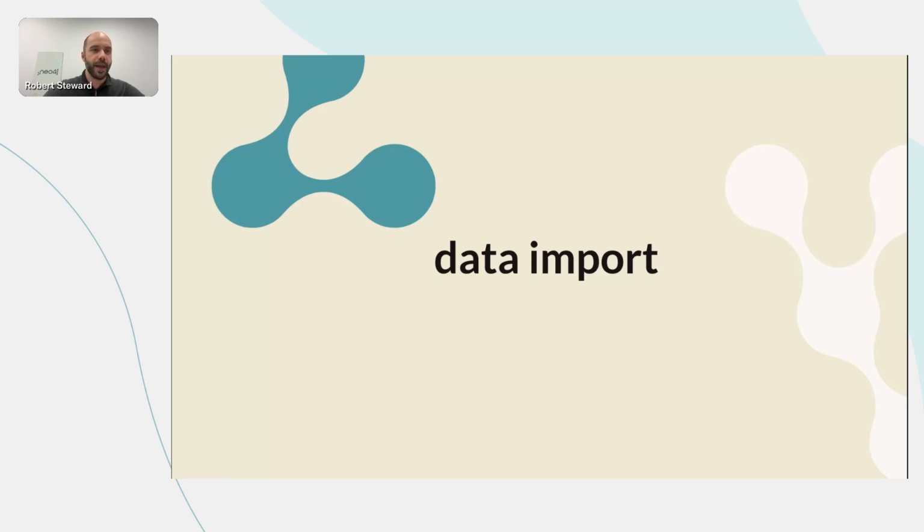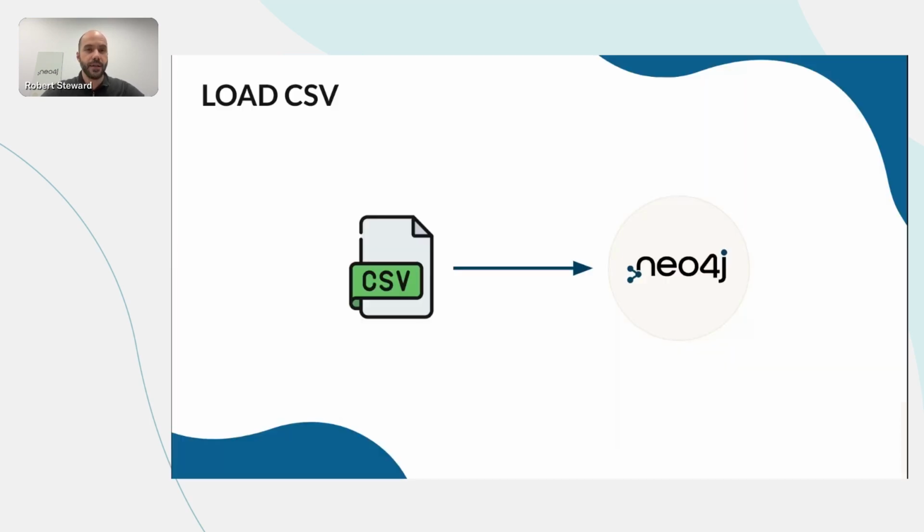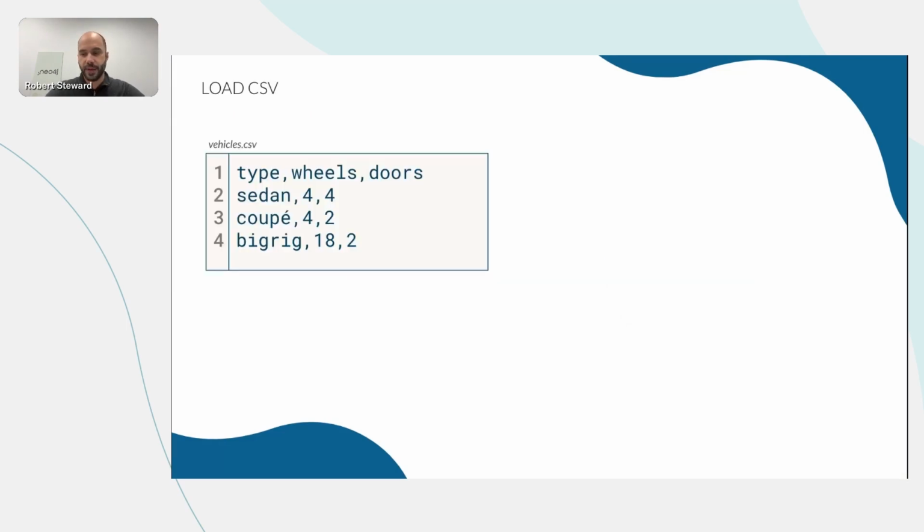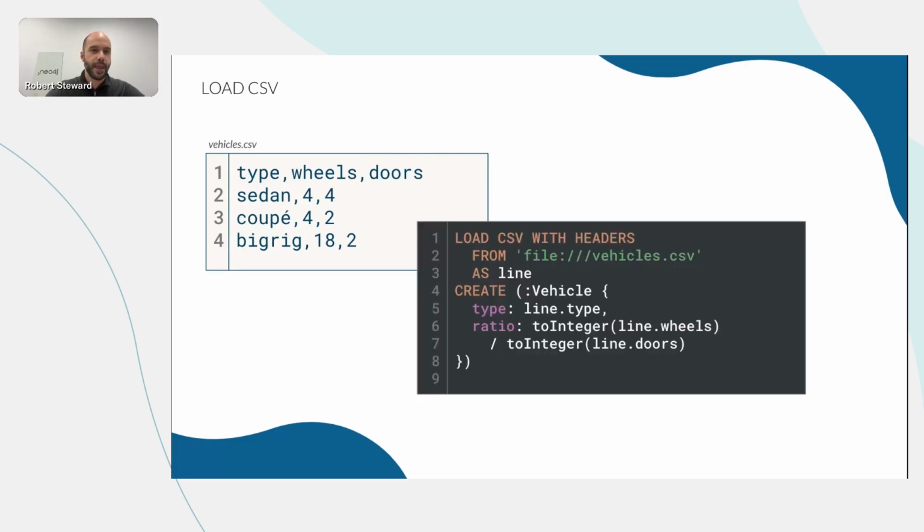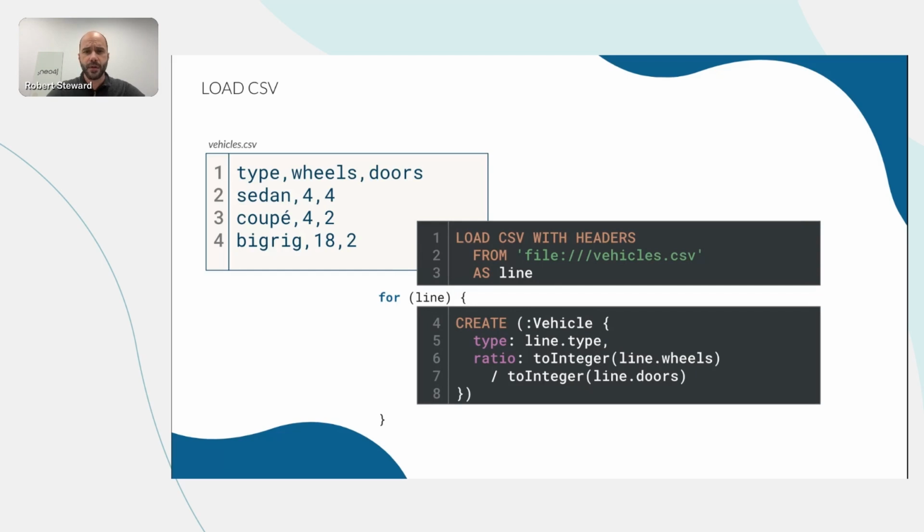So, data import. The canonical way to import data into Neo4j is using the LOAD CSV command. Let's say we have some data in a CSV file along with some headers, some toy data here. We might write a query that looks a bit like this. We import the data, we create, in this case, a vehicle, and we set a couple of properties on it, one of which is a calculation. You can think of the CREATE part of this as kind of like a for loop, if that helps. The LOAD CSV sets up a stream that we then iterate over and execute the CREATE once for every iteration of the loop.